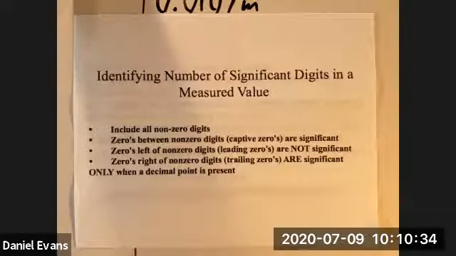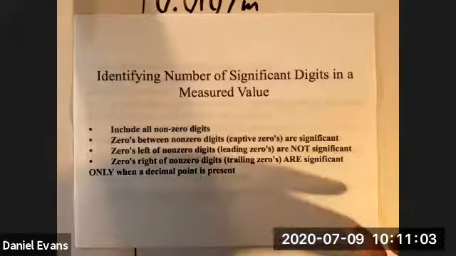Zeros on the right, if we have a decimal point somewhere in the number, the zeros on the right are not placeholder zeros, so they are significant. If there's no decimal point in the number, then the zeros on the right are to show us where the decimal point is, and they are placeholder zeros. So placeholder zeros are not significant. All other digits are significant in that number.